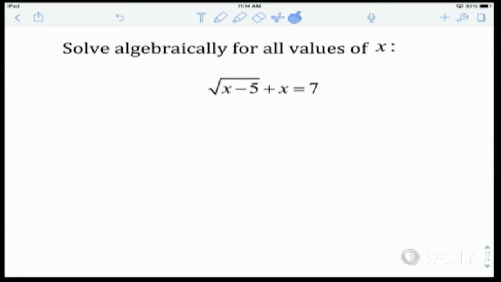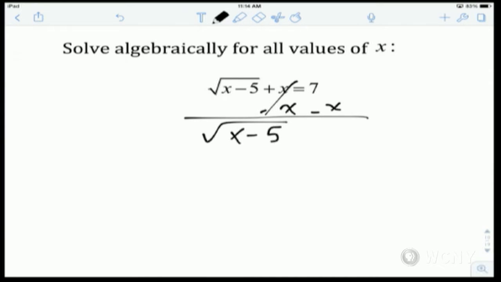So the first thing we want to do is subtract x from both sides. And we're left with the square root of x minus 5 equals 7 minus x. Now that the complicated part's alone, we undo what's making it complicated, and what's making it complicated is the square root. We undo square rooting by squaring, so I'll square both sides. And I get x minus 5 equals 7 minus x, all squared.